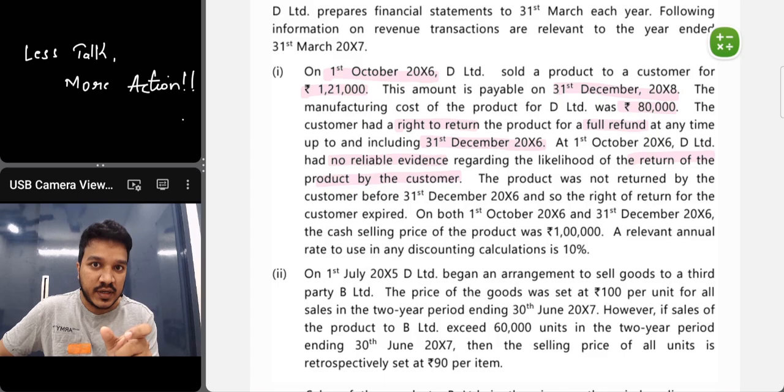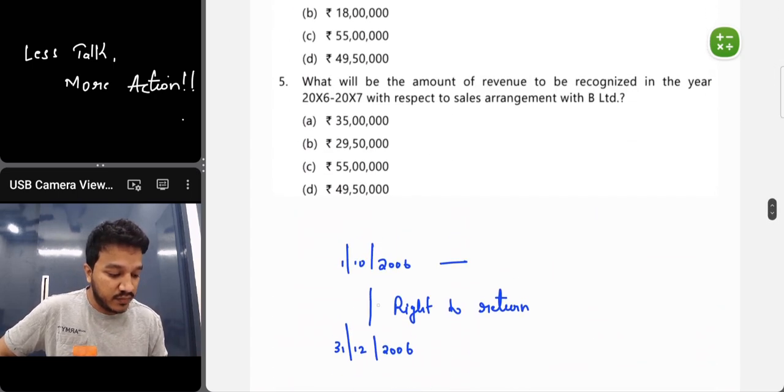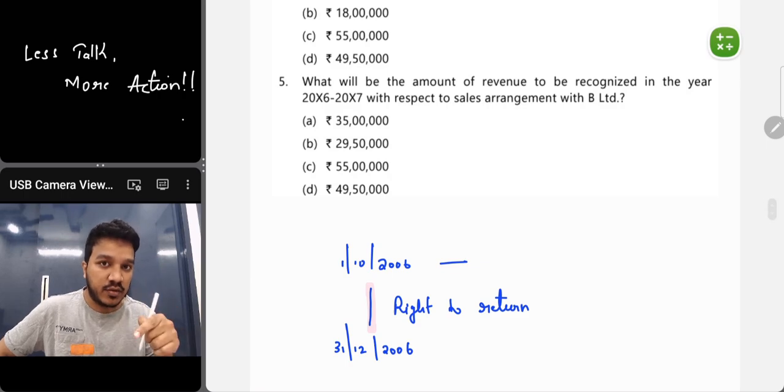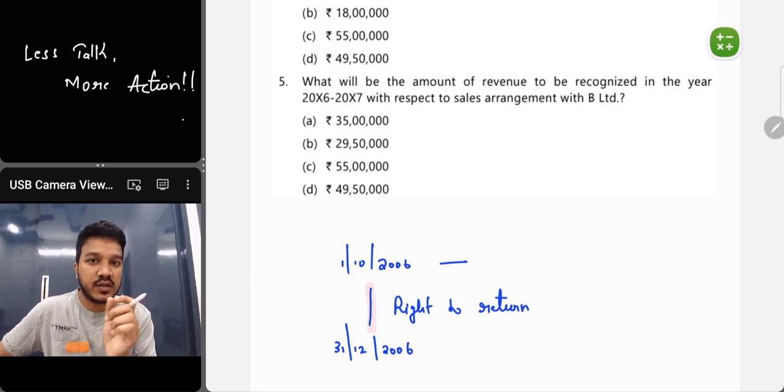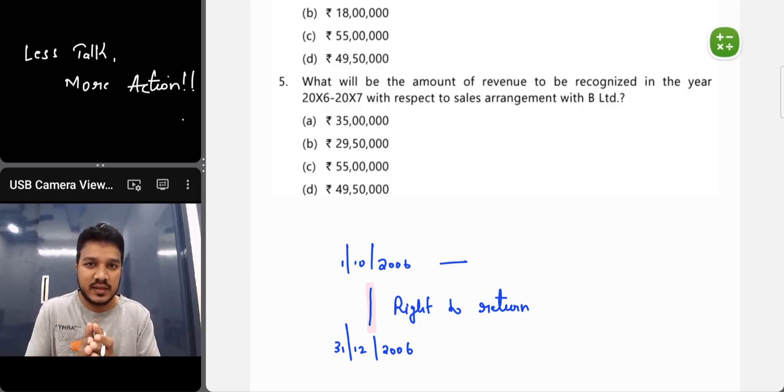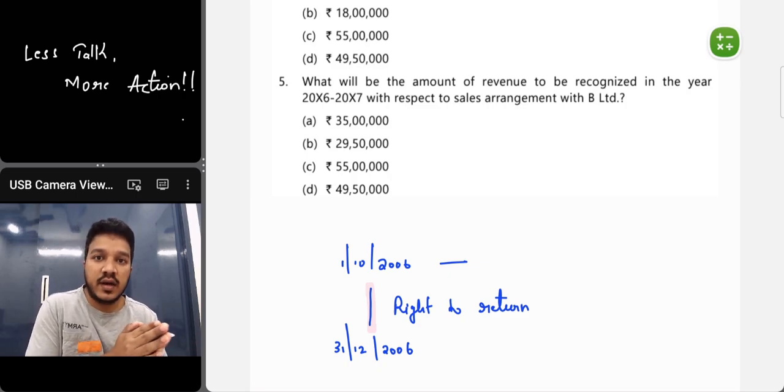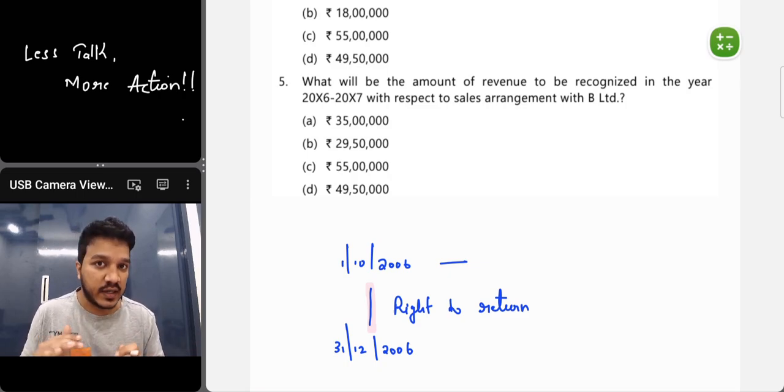So right to return का period कब है? From 1st October to 31st December. So this is a period of right to return. Okay, during this period it is called uncertainty. So there is an uncertainty, right? Whether the customer will take the product or whether he will return the product. So during this period company will not recognize any revenue.